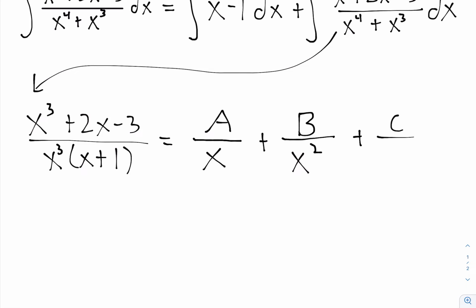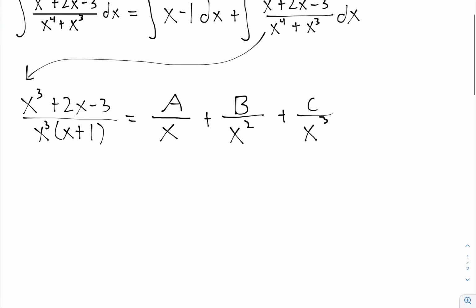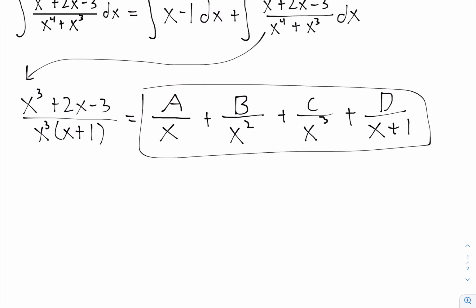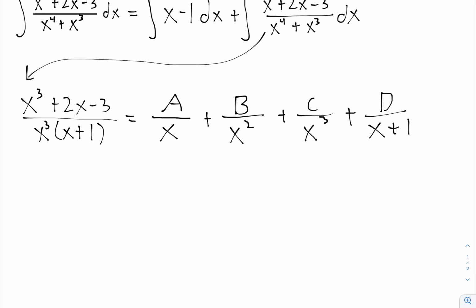We're adding c over the next factor up, which is x cubed, right? x cubed is in fact still a factor. And then x to the fourth is not a factor. The only factor left is x plus 1, so we're going to go plus d over x plus 1. So that's how you'd set it up: we need to find all four of these constants, and this is essentially going to be our answer. It's going to be a constant over x plus a constant over x squared plus a constant over x cubed plus a constant over x plus 1, because all four of these denominators are factors of our original denominator.